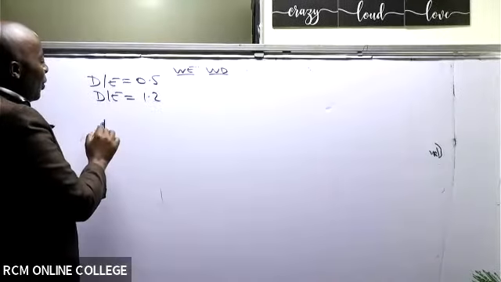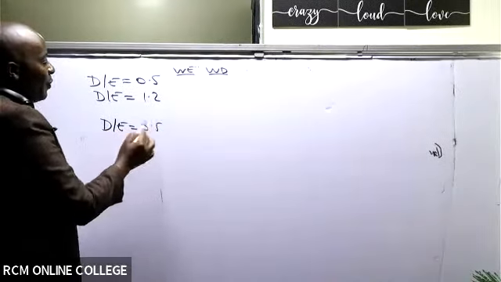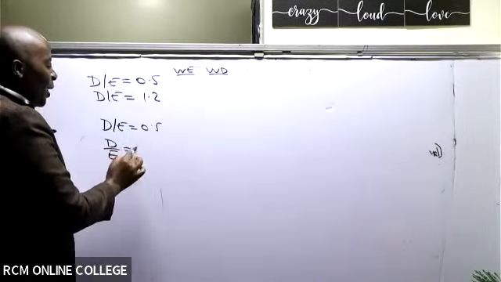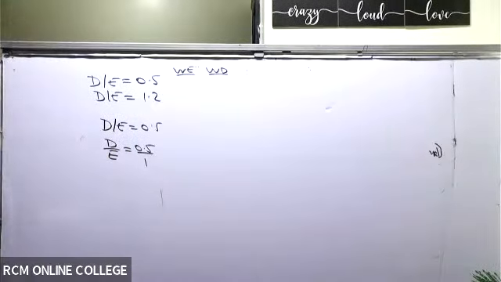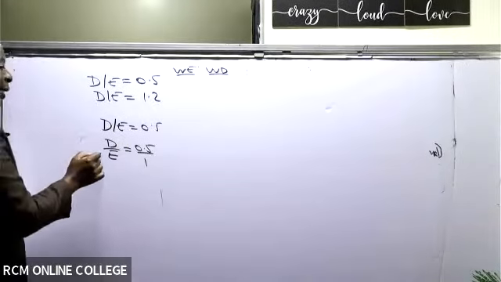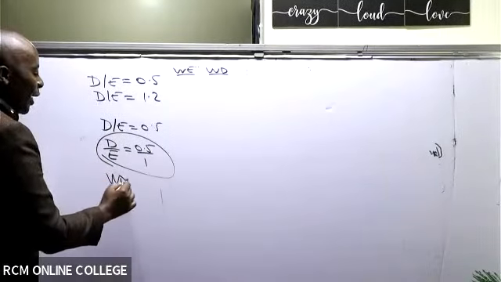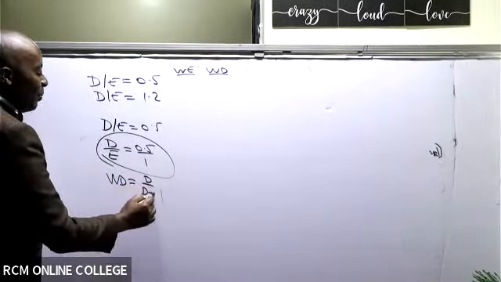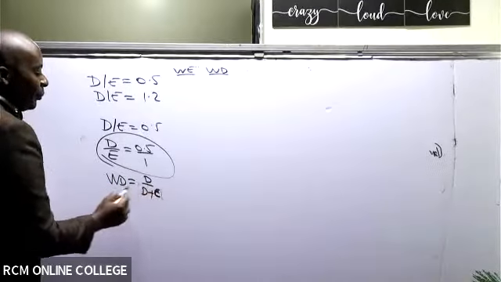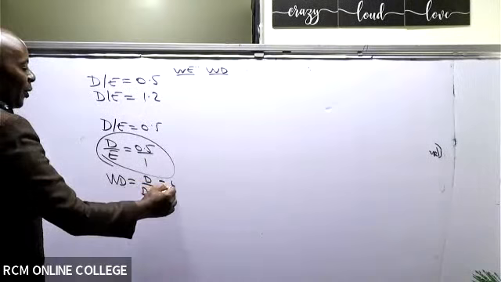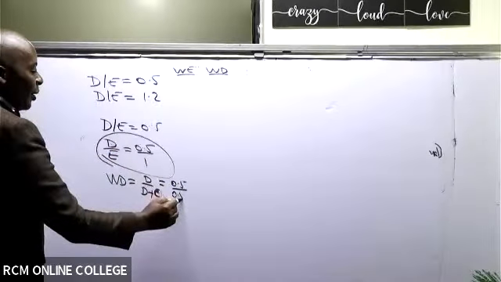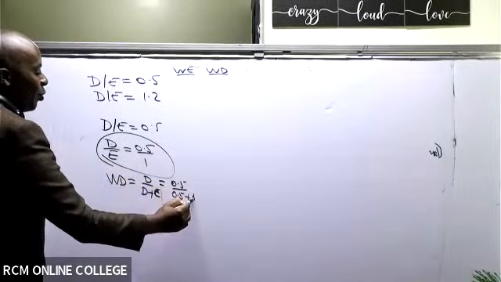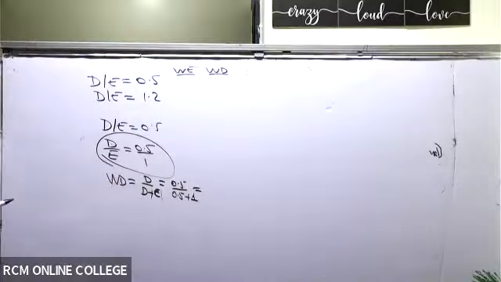Please listen. Whenever you see debt to equity ratio is 0.5, it means that debt over equity will be 0.5 over 1. There is an implied, a hidden 1. Once you are able to decipher these, to get weight of debt, you will take debt over debt plus equity. So debt, I know it is 0.5, over debt 0.5 plus equity, now I know equity is 1. Can somebody give me this answer?